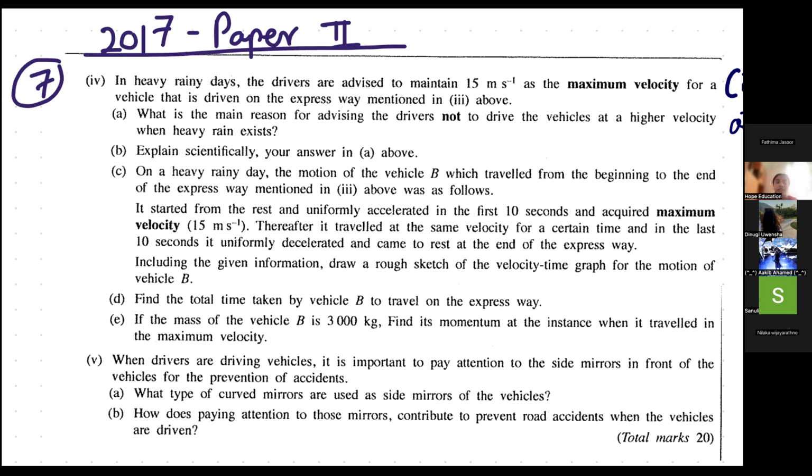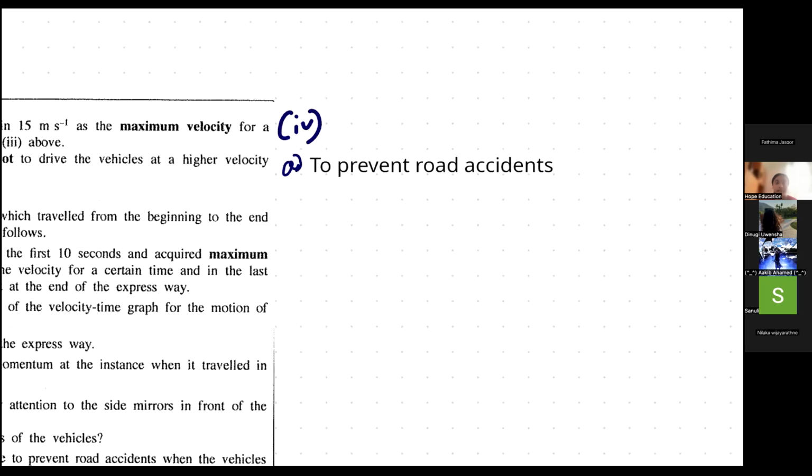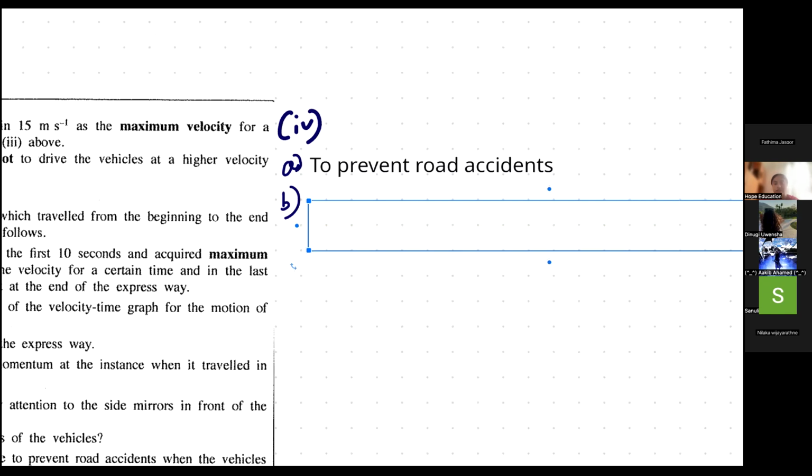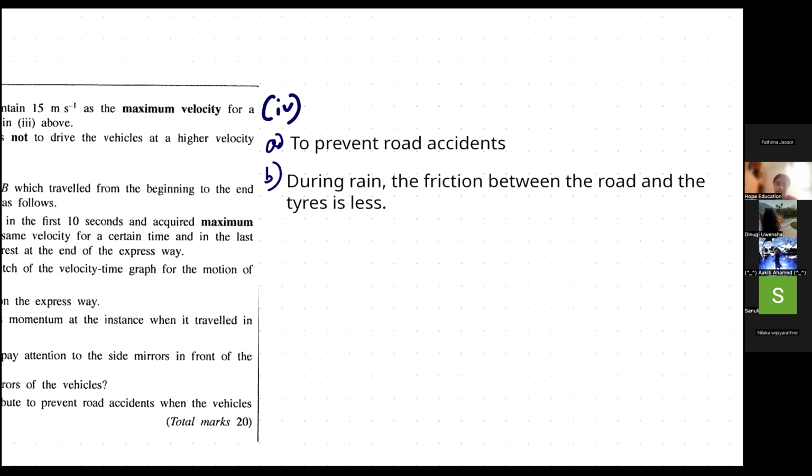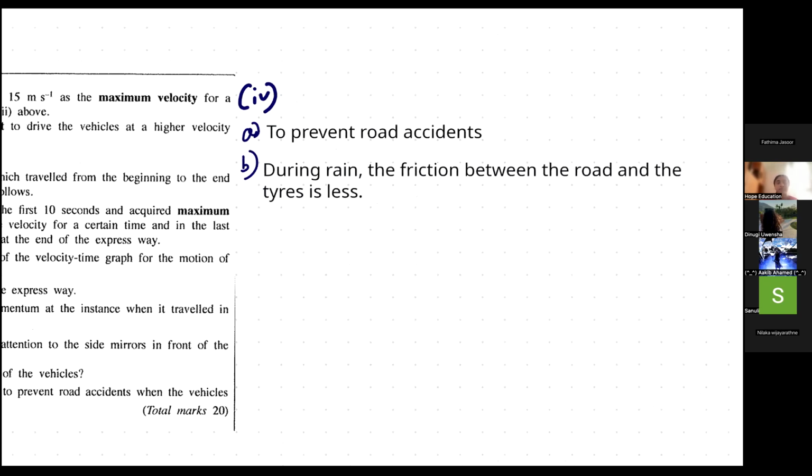Okay? And now the reason, as you all correctly said, is that during rain, the friction between the road and the tires is less. That is the only reason. Road accidents happen and vehicles slip because friction is less. If you have different answers, you can let me know. Then C.